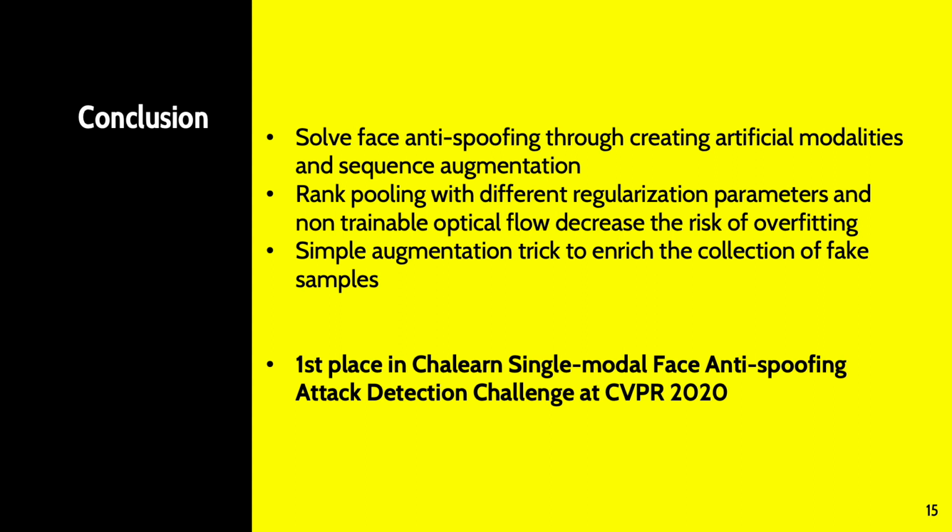So what have we learned from this paper? The researchers have demonstrated that they can solve the face anti-spoofing problem through creating artificial modalities and through data augmentation. Rank pooling with different regularization parameters, together with optical flow, can decrease the risk of overfitting. And they have also demonstrated that a simple augmentation trick can enrich the collection of their samples, enabling them to get first place in this attack detection challenge in 2020.